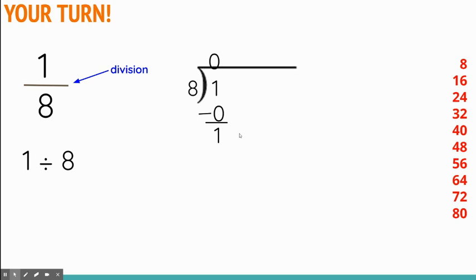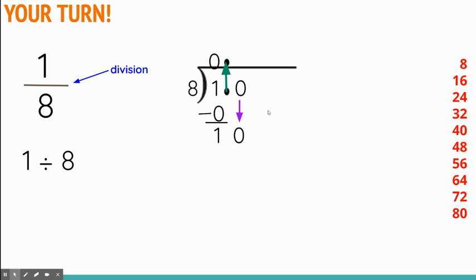And now, just like we did before, I can add a decimal point after that 1, bring it up to my answer so I don't forget about it. And then I can add a 0. And adding a 0 after that decimal point doesn't change the value of this 1 at all. It's still 1 whole, 1.0. But now I have another digit I can work with, and I can bring that 0 down.